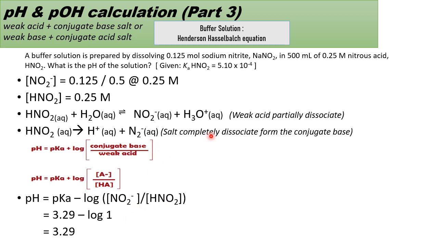General formula, then specific formula. Specific formula means you can substitute the Ka value and mention what the conjugate base is. The conjugate base is NO2 negative. And then what is the weak acid? HNO2. Okay.